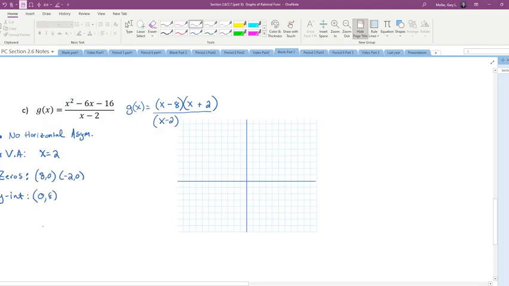All right, what have I forgotten? Horizontal, vertical, zeros. Now we need the slant asymptote. So once again, we're going to just do division, and we can go ahead and do it with synthetic this time.